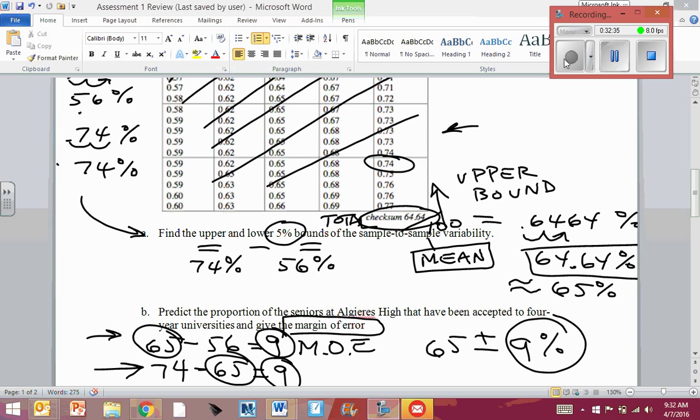Pause. Comment on the front. You're given a certain amount of numbers. If it's 100, you count down 5 to get the lower, count up 5 to get the upper. Once you have those two things, you write them as percents.